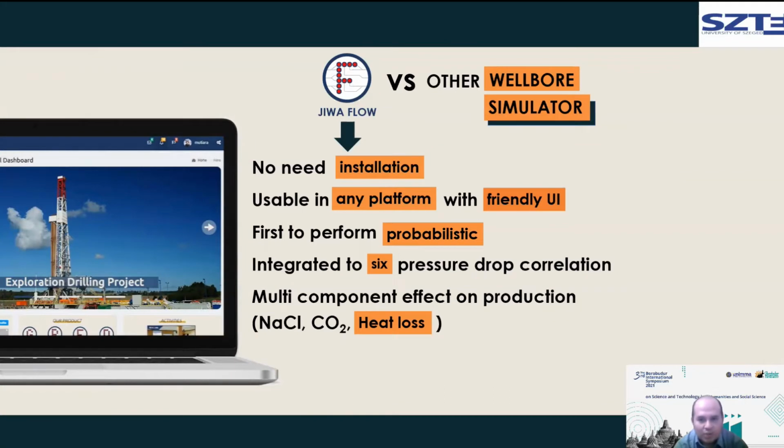Here are some superiorities of JIWAFlow compared to other simulators. First, the software needs no installation as it's a web app with a cloud computing system. We can access it by laptop or Android with a friendly interface. Second, it can perform probabilistic accounting with Monte Carlo simulation, is integrated with 6 pressure drop correlations, and can perform multi-component effects on productions like sodium chloride, CO2, and our topic today, the heat loss.